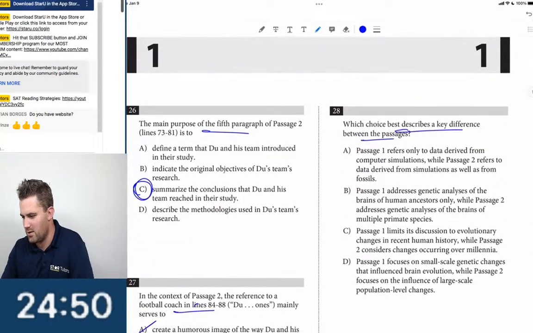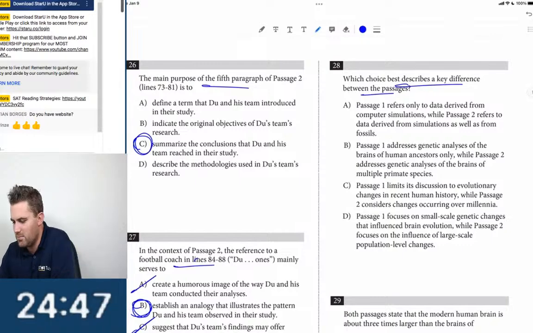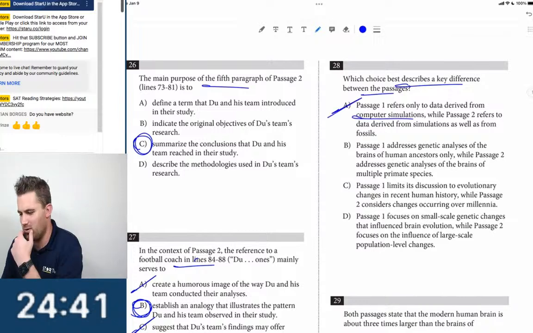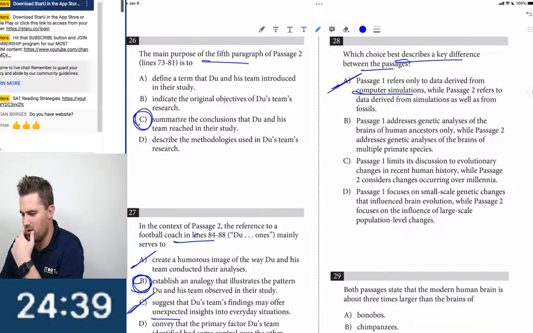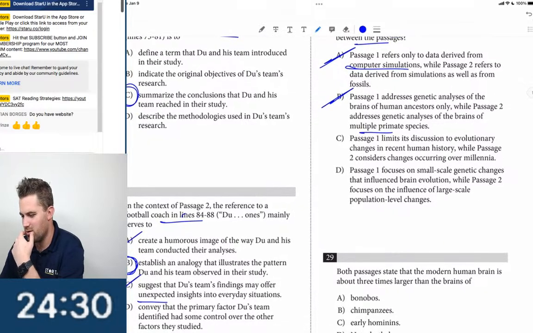Describes the key difference between the passages. Refers only to data derived from computer simulations. It wasn't right. This one wasn't computer simulations for passage 1. That one immediately stands out as a no-go. Addresses genetic analysis of the brains of human ancestors. No, I think they're both right. Primate, maybe. No, it's not multiple. No, small scale genetic change influence brain evolution. I think it's D. Right, small scale genetic changes is that one gene.